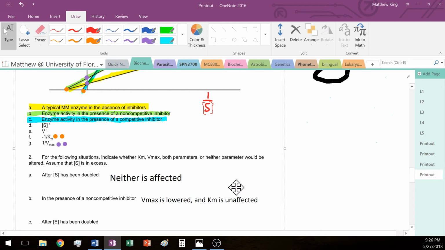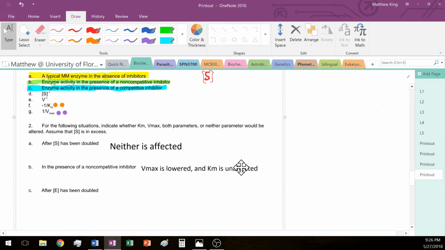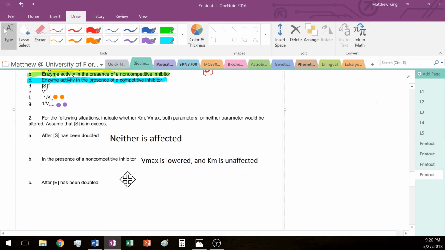Once again, you're going to see this a lot because Km is a theoretical value based on ideal circumstances, no competitor or inhibitors present. Km is never going to be affected unless you change the enzyme you are referencing. It would have to be a completely different enzyme for that to be affected. So now we're getting into something cool.